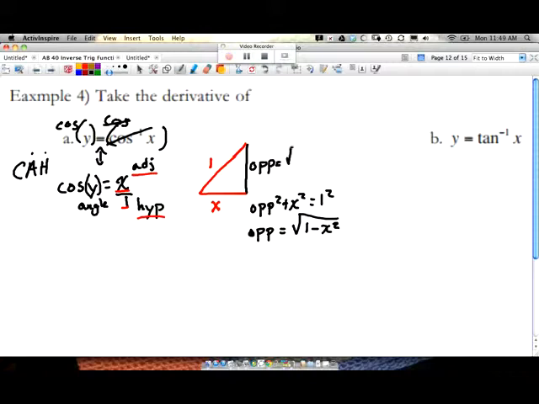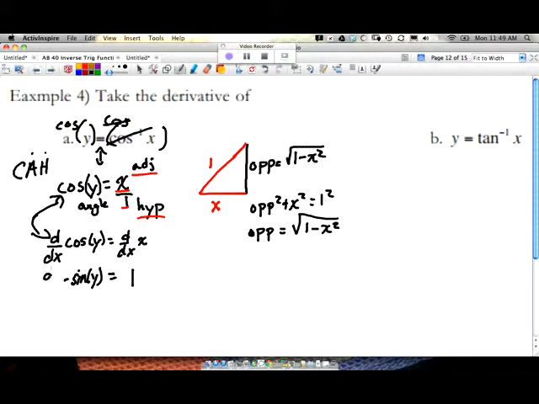Okay, why do we need to do that? Well, we're going to use it here in a second. 1 minus x squared. Now, take the derivative. So we're going to do d dx of cosine y and d dx of x. We're going to take the derivative of both sides. The right side, no problem. That's just 1. Over on the left side, the derivative of cosine is negative sine of y, but it's also going to be times dy dx.